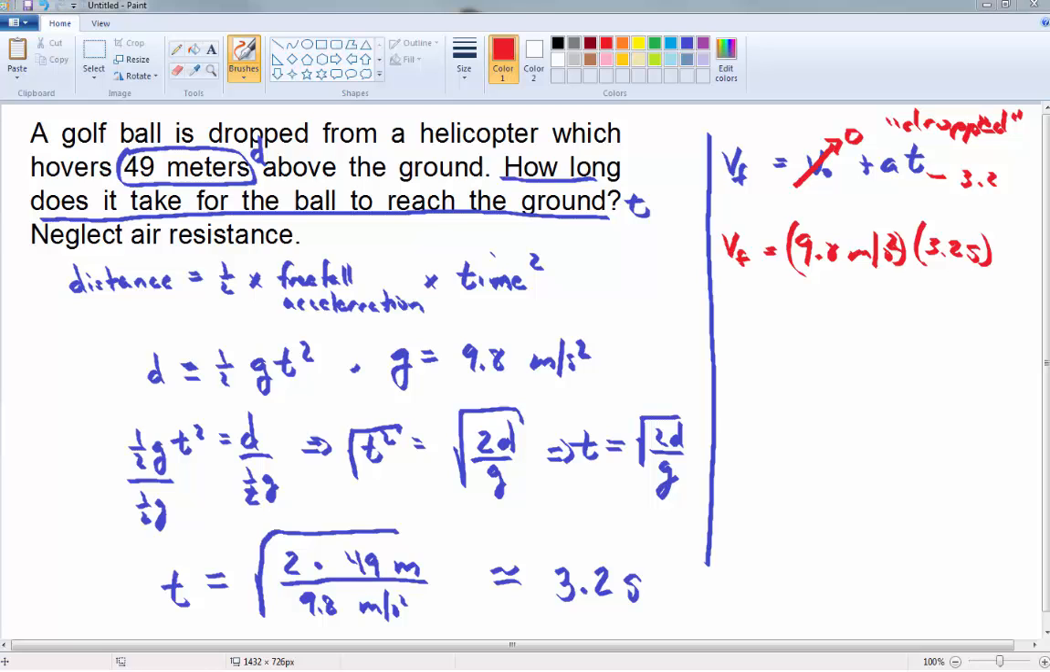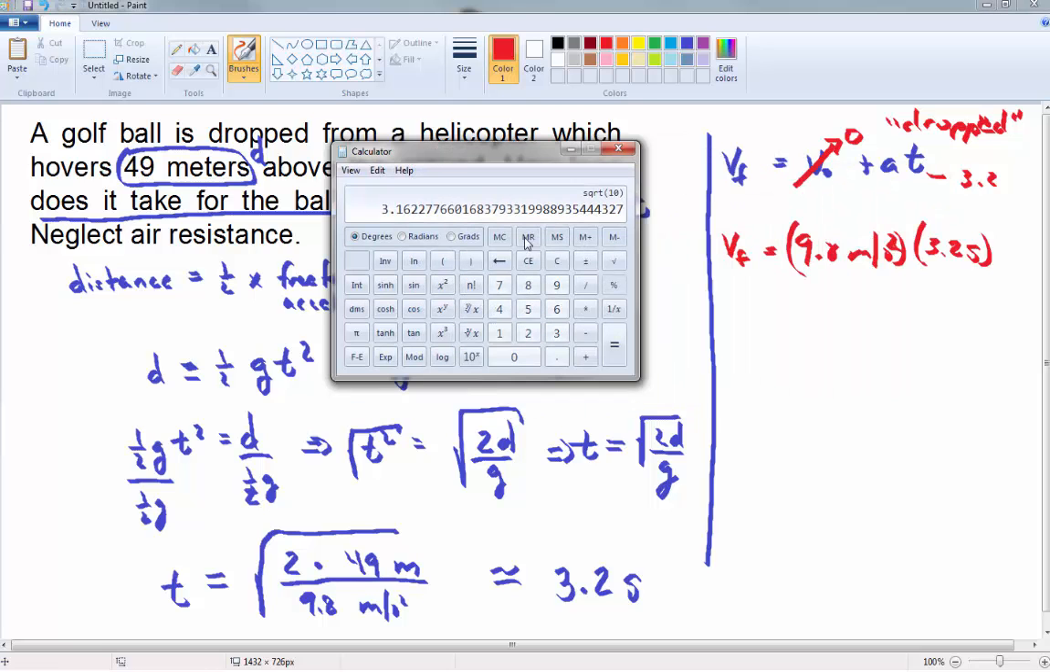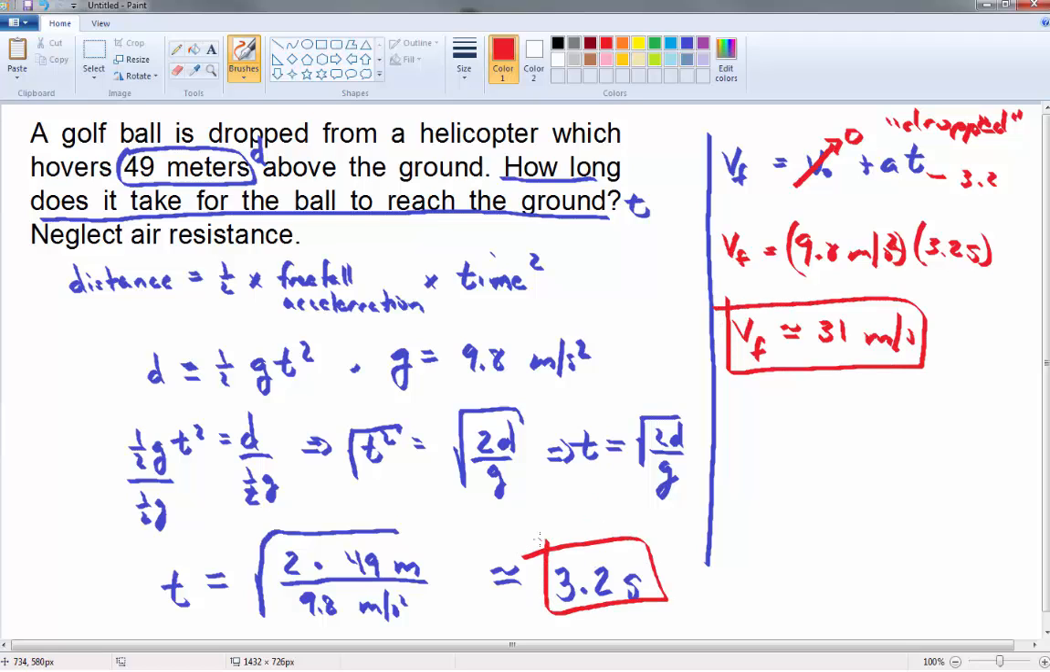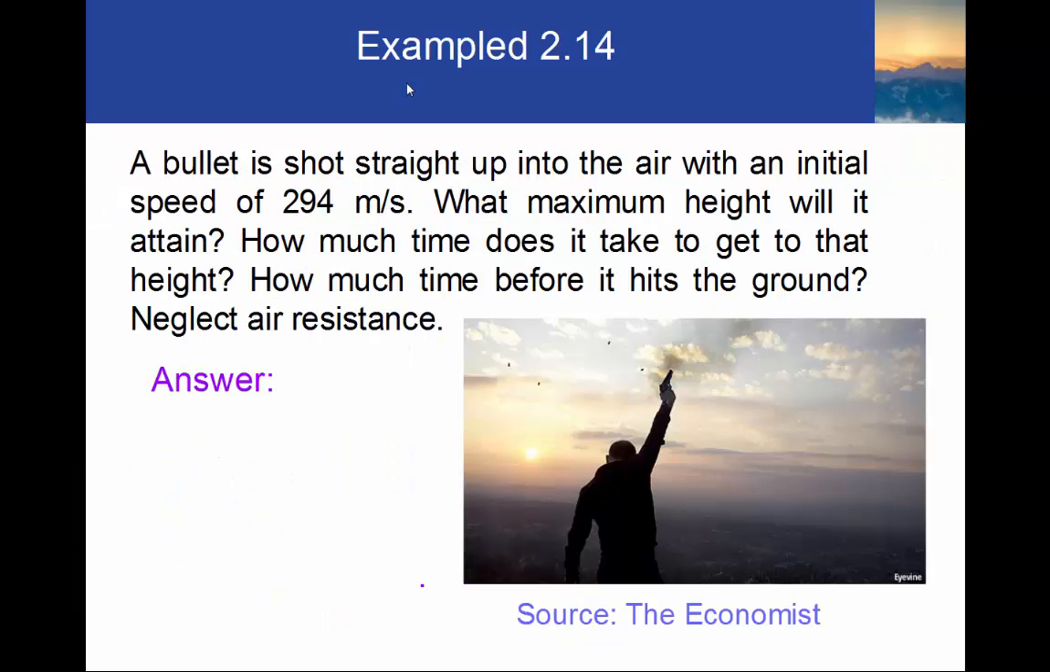Since this is the time from before, we can just multiply this by 9.8. And what you end up getting is 30.99, which rounds off to 31. So that means that the final speed right before hitting the ground is about 31 meters per second. So there's the answer to the second, there's the answer to the first of those pair of examples. That brings me to another pair of examples.